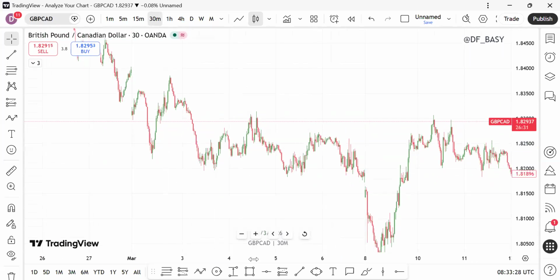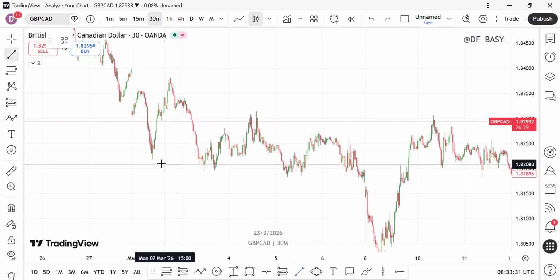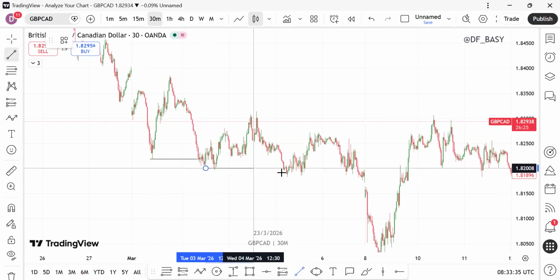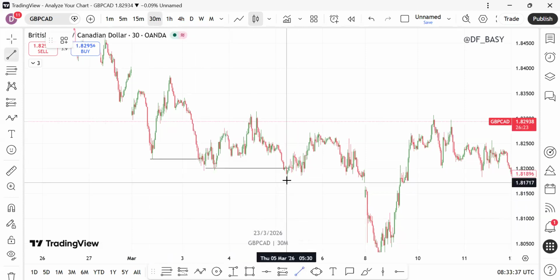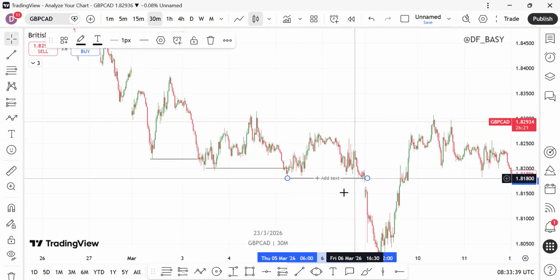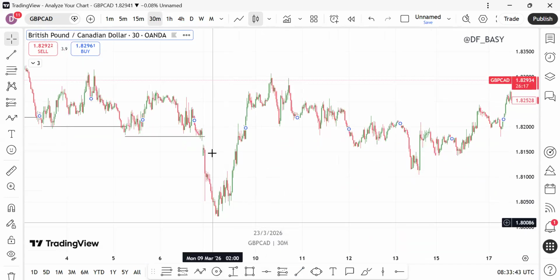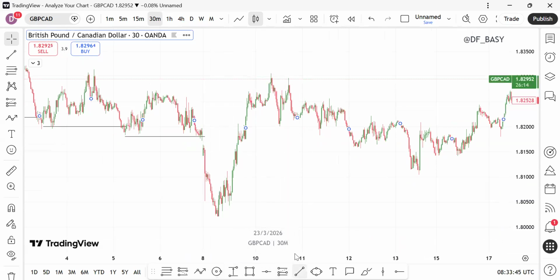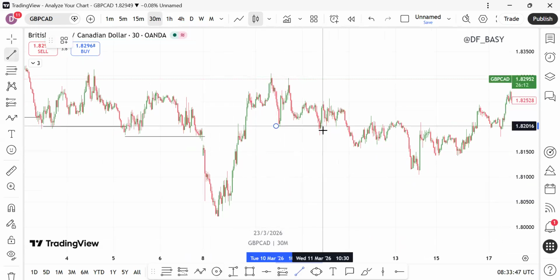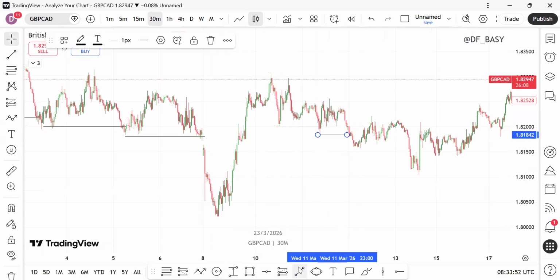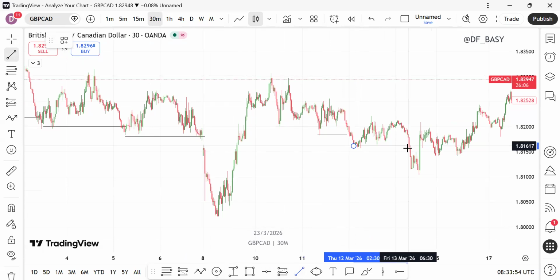So what do you see? Market breaking structure to the downside, break of structure to the downside, again and again, right? You can see this is a bearish structure. Then we have these other substructures here: break of structure to the downside, break of structure to the downside, and break of structure to the downside.